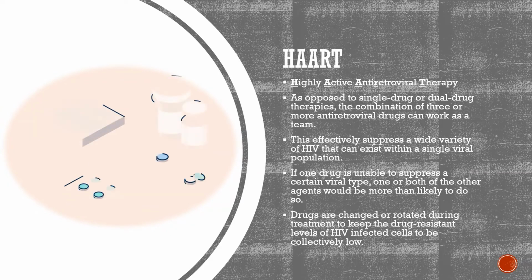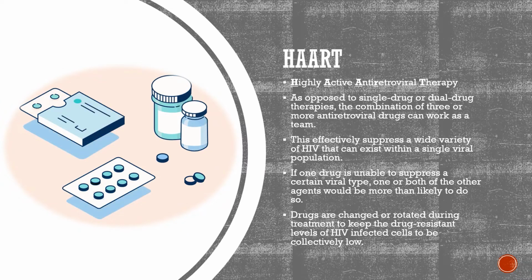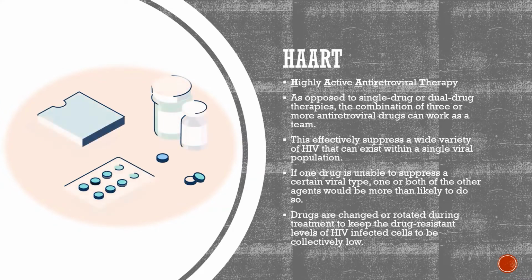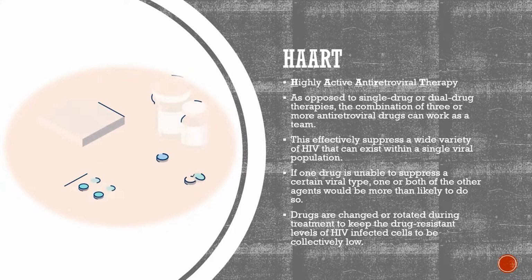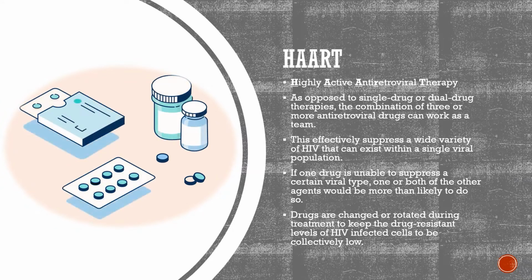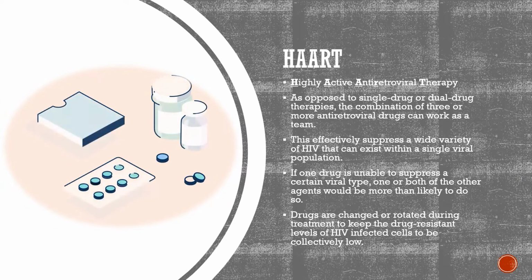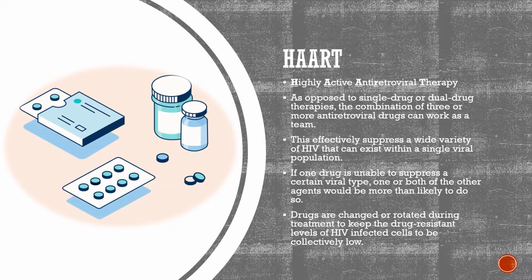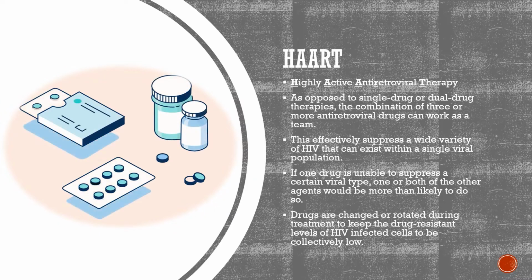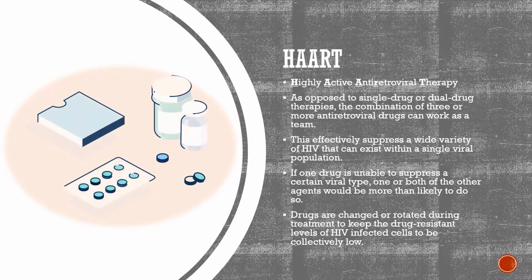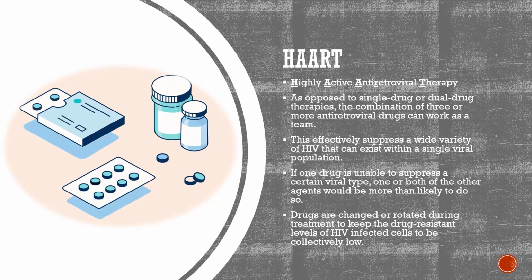Drugs are changed or rotated during treatment to keep the drug-resistant levels of HIV-infected cells collectively low. So as soon as the HIV cells start acquiring resistance to perhaps all 3 or 4 of the drugs that are used, then you rotate the drugs out, change it up, so that there's always this low level of resistance and basically greater susceptibility of cells collectively than resistance by constantly changing what they're being exposed to.